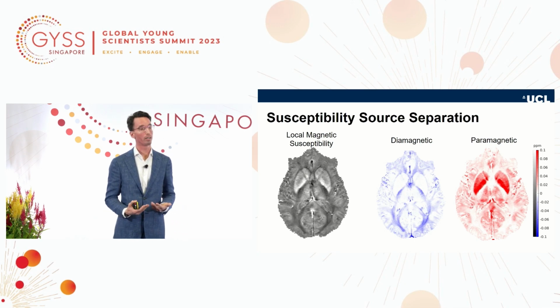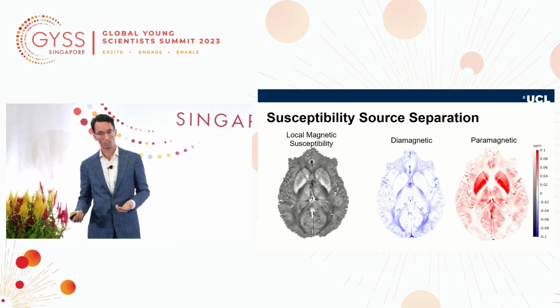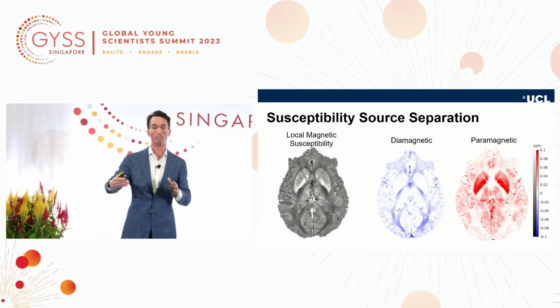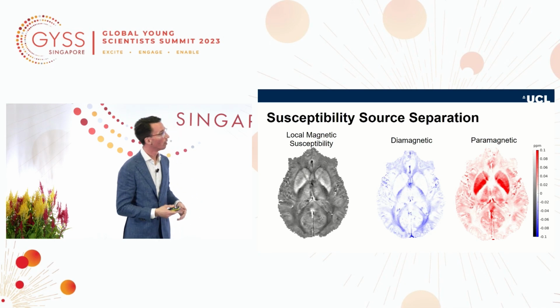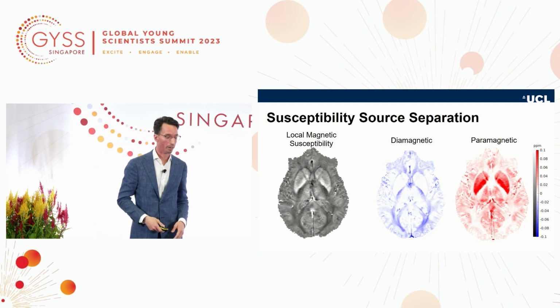We're losing the contrast. Now, what I've done here is use a source separation technique, which allows me to decompose the image into diamagnetic and paramagnetic sources by including the magnitude at multiple time points. This unfortunately means that the measurement takes slightly longer, but it allows us to get a clear delineation of myelin here. We see white matter tracts, and a stronger contrast in, for example, the putamen in the brain.